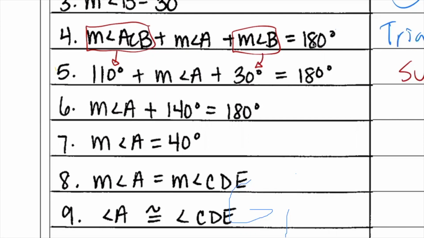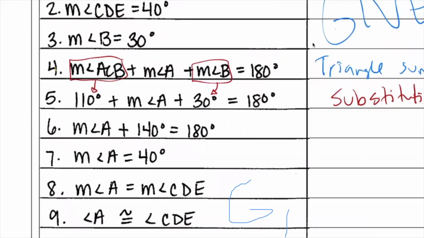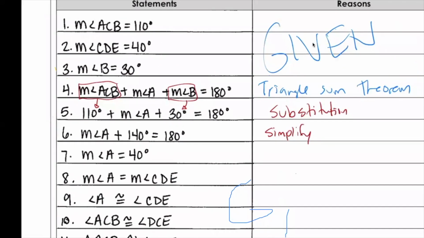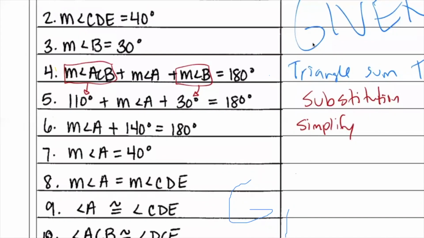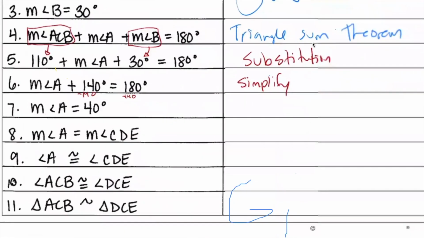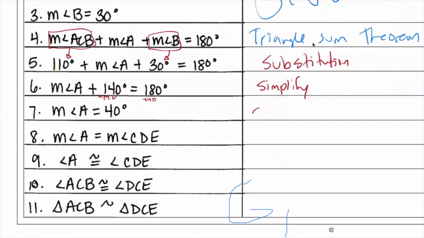Okay. So now when we add 110 and 30, we're just simplifying, right? And so when I subtract 140 from each side, that's the subtraction property of equality. Remember, that just says I can subtract on both sides.